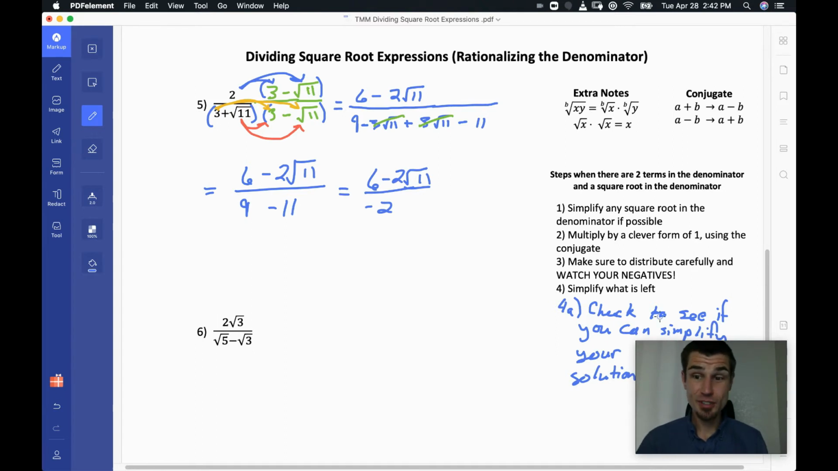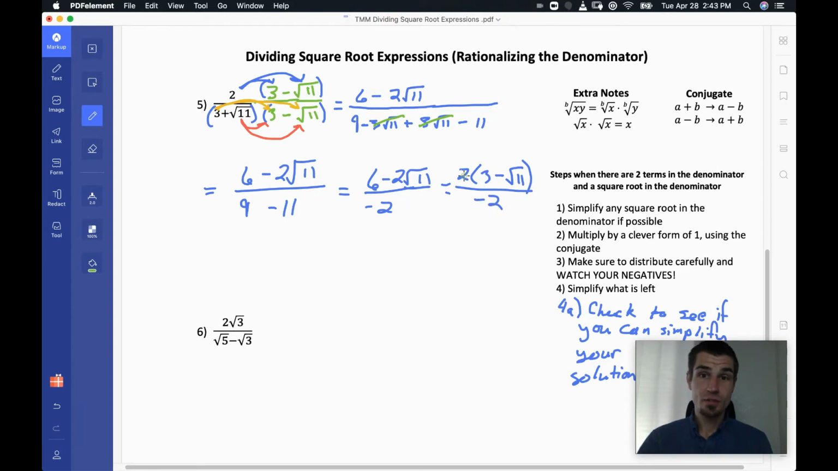At the end, you should check to see if you can simplify your solution, because actually we can do some more simplifying here. Look what we can factor out of the top. We have a 6 and we have a 2. We can divide 6 by 2 and 2 by 2. Therefore, we can factor out a 2. So a 2 would be on the outside, and 2 times what gets you 6? 3. 2 times what gets you negative 2 square root of 11? Well, you just factored out that 2. So this will be minus square root of 11. Then the bottom is still negative 2.